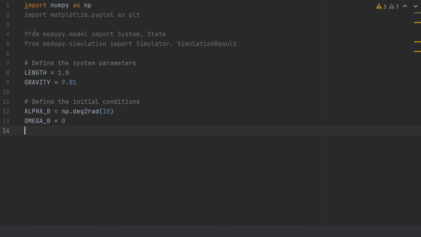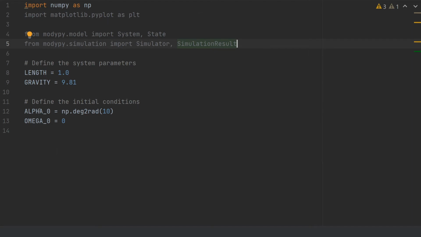I have already prepared some of the code. So I added imports for NumPy and Matplotlib, and for some basic elements of MoDyPy. We will need the system class and the state class, and later on we will need our simulator and the simulation result. I also defined some system parameters. Here we have the length of the string and we have the gravitational constant. You see that we're working in the SI system, so we're working with meters and seconds as units.